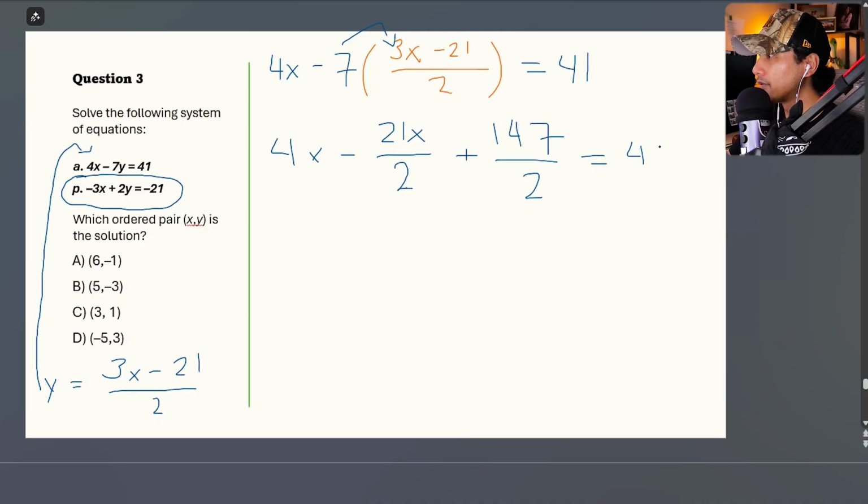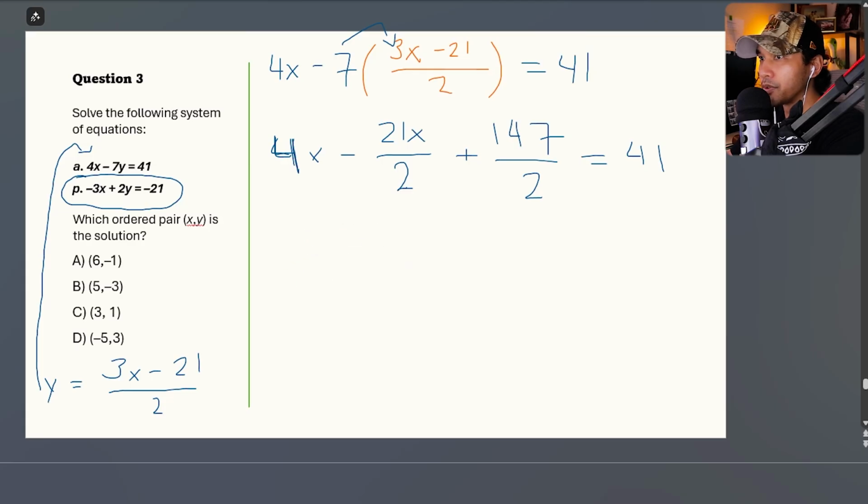Equals 41. Now I want each term to have a 2 underneath, so I'm going to make this into a beautiful fraction. The 4 is actually 4 over 1. Now I want the 2 as a denominator, so I'm going to multiply by 2 on the top and the bottom to get 8 over 2.